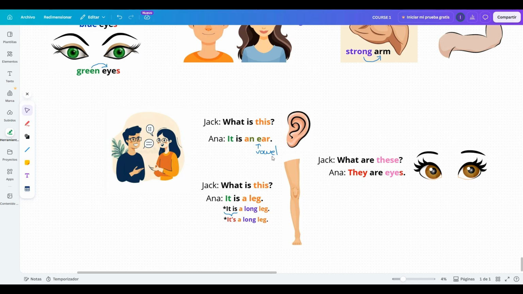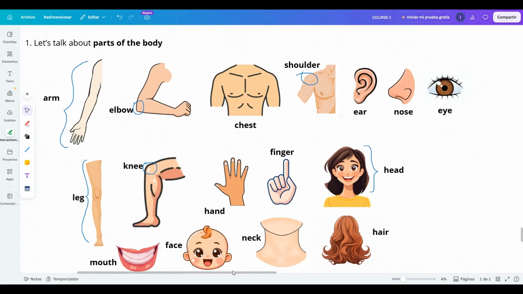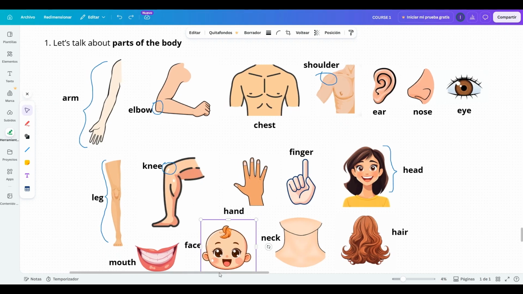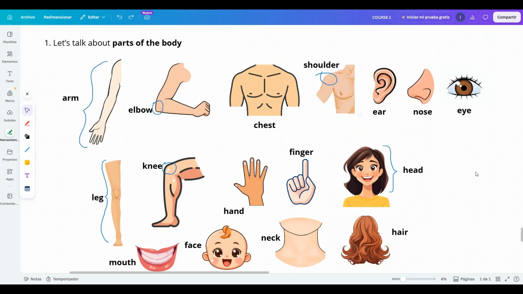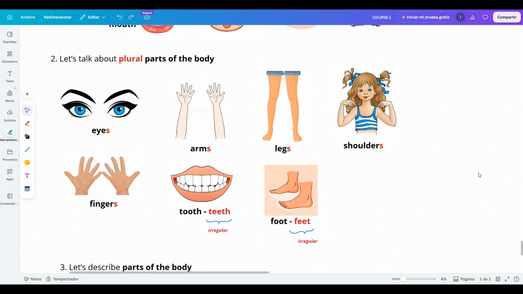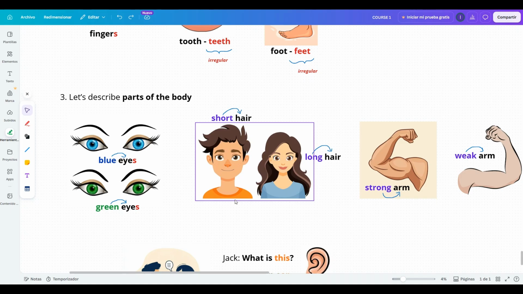Okay, we finished, right? From the beginning, we talked about parts of the body: arm, elbow, chest, shoulder, ear, nose, eye, leg, knee, hand, finger, head, mouth, face, neck, hair. Vocabulary about parts of the body. Then we made some parts of the body into a plural form, right? Eyes, arms, legs, shoulders, fingers. Be careful with tooth because the plural is teeth. Foot because the plural is feet, because they are irregular as well, right? As you can see here.